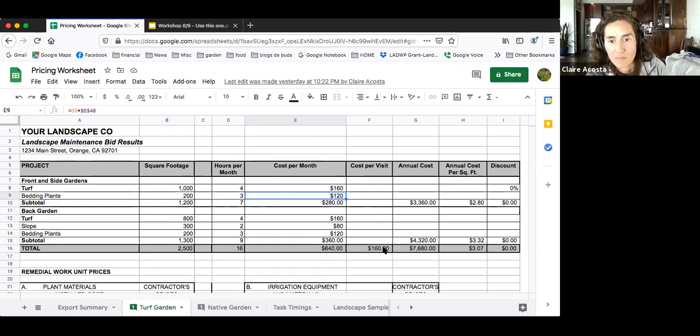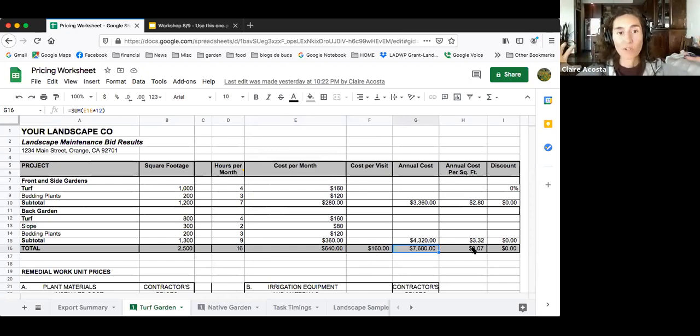And you can even divide that up into costs per visit, which is simply this total cost per month divided by 4, because that's 4 weeks in a month, right? So each visit is going to be $160, that's how much per visit it is each week. And then you can just simply do the annual cost, which is your monthly cost times 12, so 7,680. You can then divide annual cost by the square foot. So that's literally just your total annual divided by the square footage. And this comes out to almost $3 a square foot.